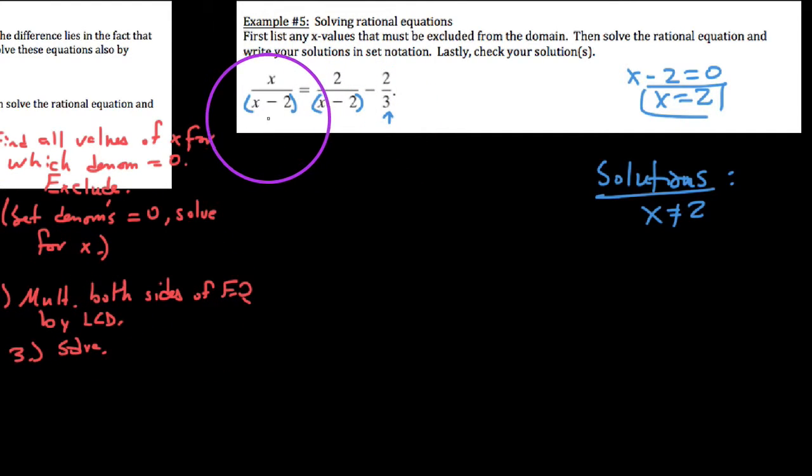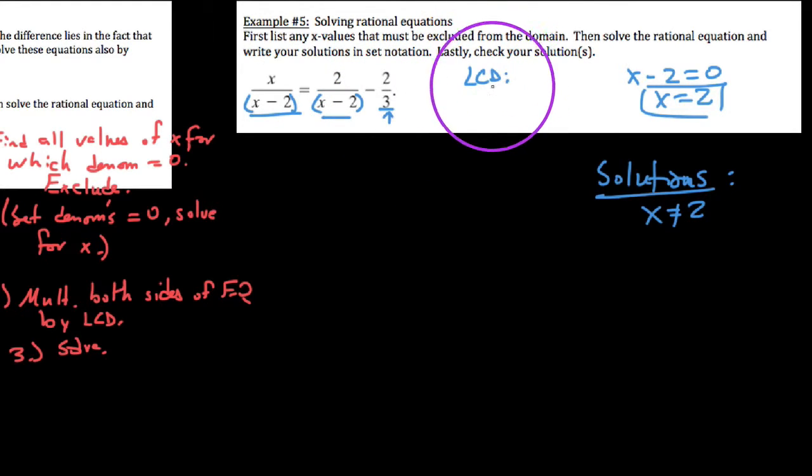So we say, what are the factors of the first denominator over here? Well, x minus 2 is its only factor, and this one has x minus 2 as its only factor, and this one has the 3 times 1. So I'm going to say, using my idea for finding the LCD, we'll list the factors of the first denominator on the very left here. We say x minus 2.